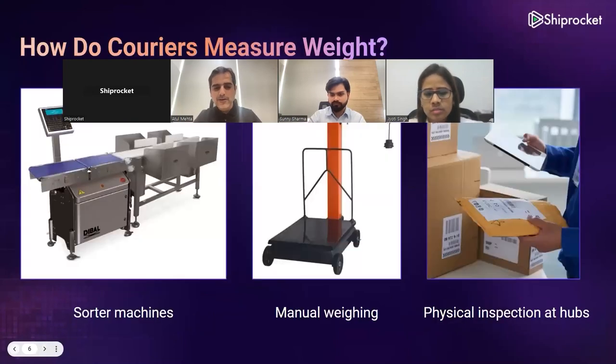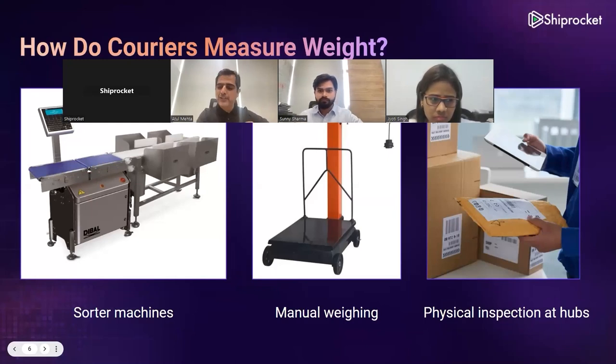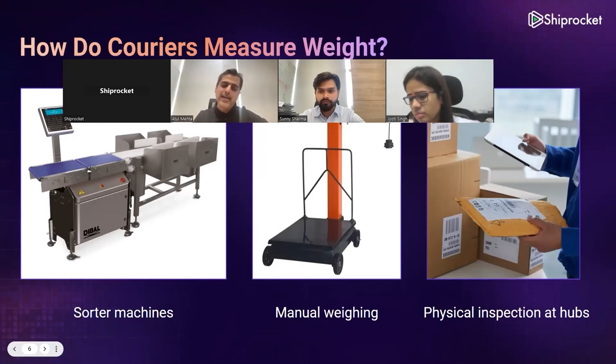Now, why is volumetric weight relevant? This is how couriers actually measure weight. When you use Shiprocket to manifest a shipment, or even if you're directly working with couriers, couriers have sorting machines where a packet goes through the machine, and the sorter takes an image and captures the weight of the package. Then, using image reading software, the courier is able to translate that back into the length, breadth and height of the product, and hence calculate volumetric weight and dead weight for every shipment. There are manual weighing machines for bigger packets, and then there's physical inspection at hubs also, where we are not able to do the sorting. A year back, 40% of e-commerce shipments went through sorter machines.